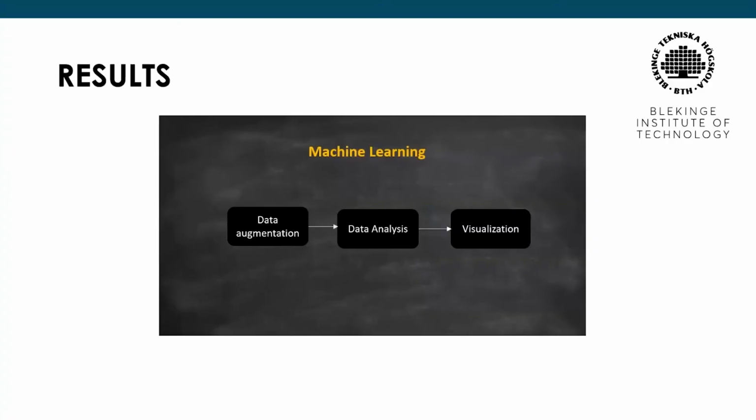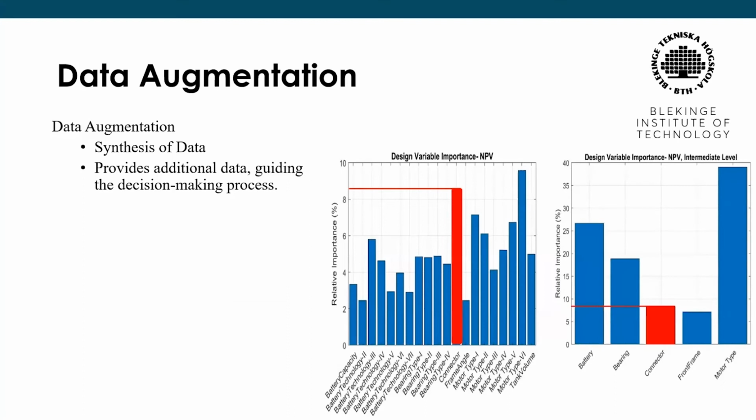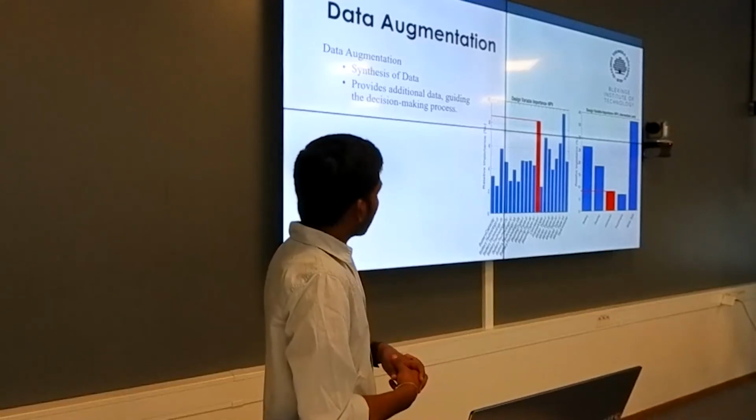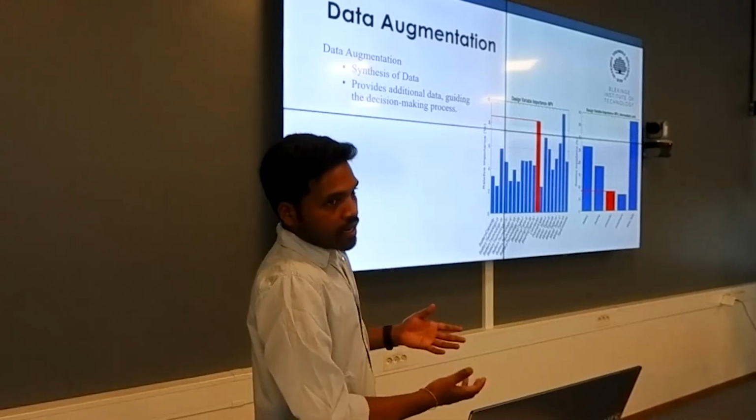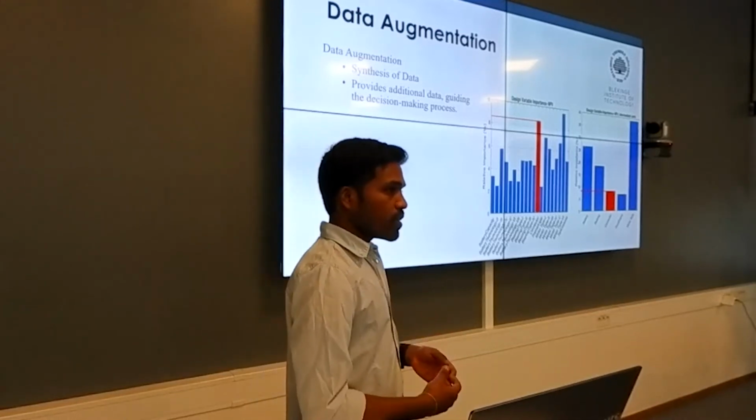The entire research process is divided into three aspects: data augmentation, data analysis, and visualization. Data augmentation is the process of increasing the amount of data, either by using the existing data or by synthesizing new data. Here you can see on the left-hand side the original data, and on the right-hand side the augmented data, synthesized using machine learning concepts, and this provides additional data for the decision makers, guiding them in the decision-making process.